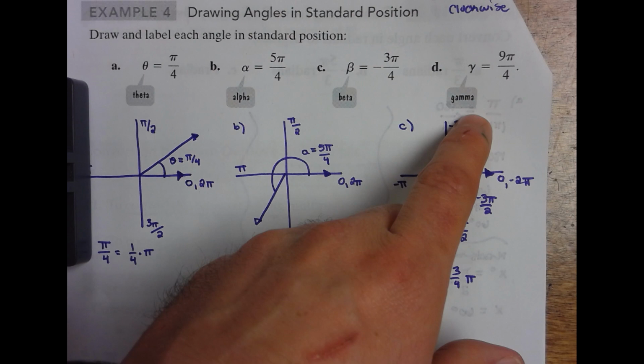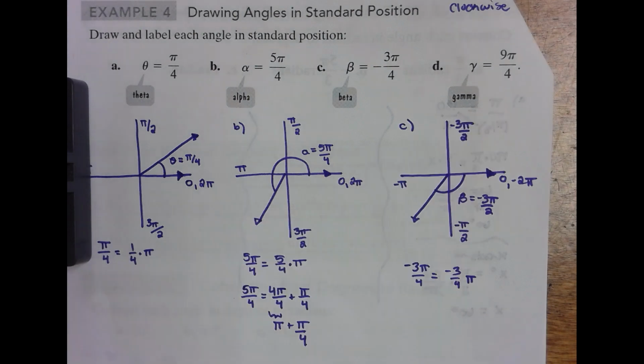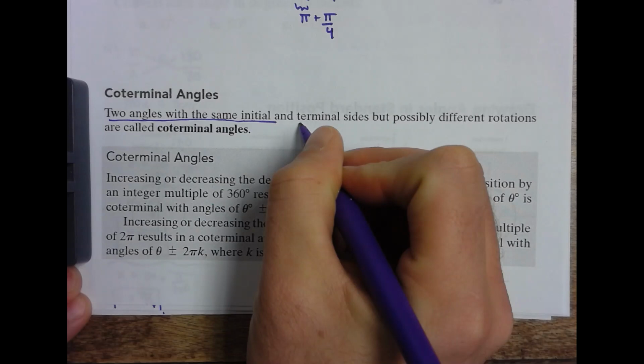One thing that we had to do with 9 pi over 4 is we had to subtract away the 2 pi because it ended up being more than 1 full revolution. That's an example of a coterminal angle. And so basically when we're describing coterminal angles, we're describing 2 angles with possibly different rotations, called coterminal angles.